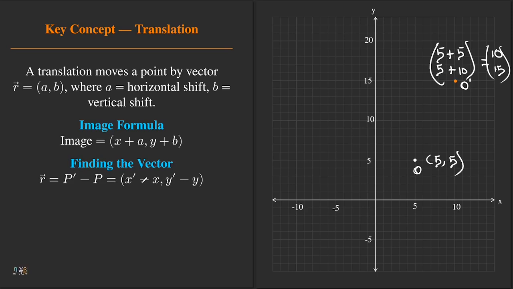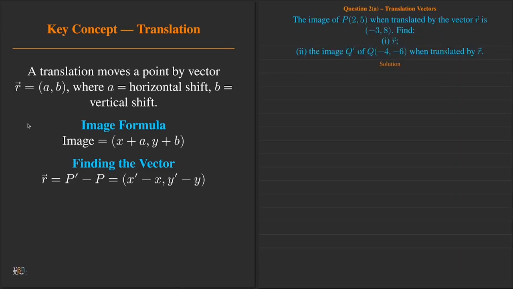With the application of change of subject, you can also find a vector if you have been given the point and its image. This is what we want to apply in the question we want to solve. So let's quickly look at the question.